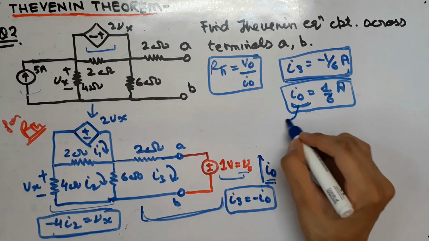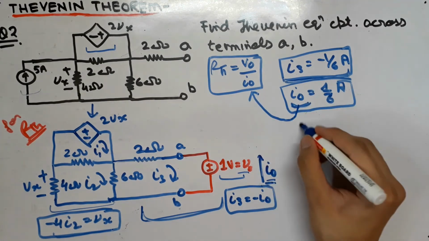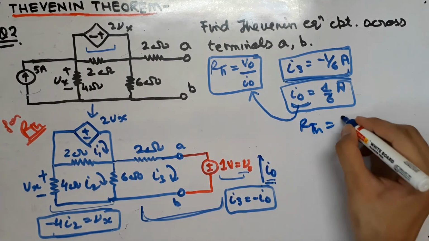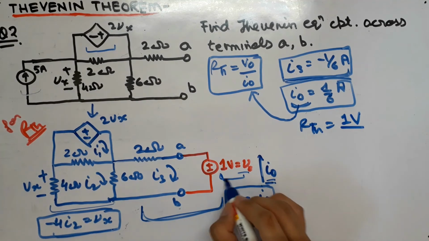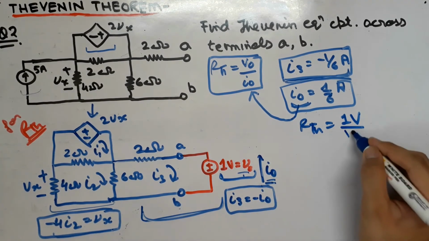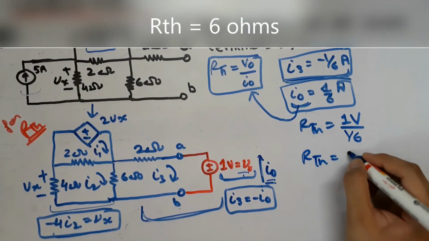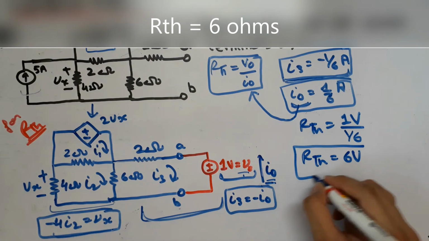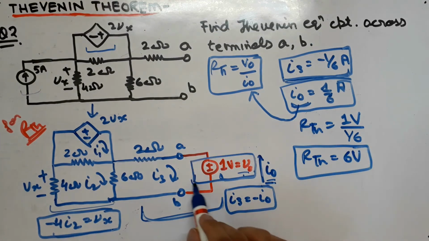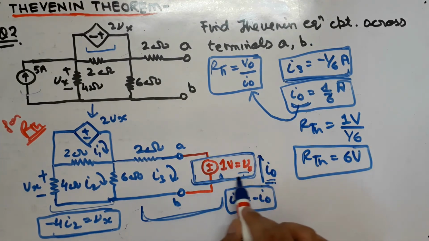Now we will put this value of I0 in this formula and we will get the value of RTH. That is, V0 we assume to be 1 volt, and I0 we just found out, that is 1 by 6. So the value of RTH will come out to be 6 ohms. And the assumption that we made over here is the main part, so please keep this assumption in mind always.